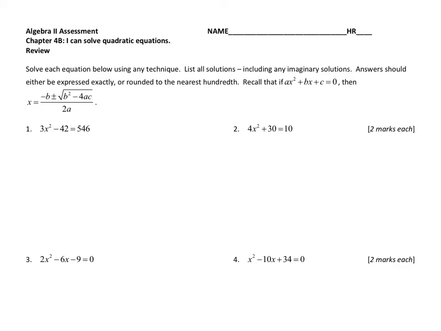So here's our Chapter 4B answer key. Solve each equation below using any technique. List all solutions, including any imaginary solutions. Answers should be expressed exactly, so that means with either a square root or rounded to the nearest hundredth. And just a reminder, hundredth is 2 places after the decimal.